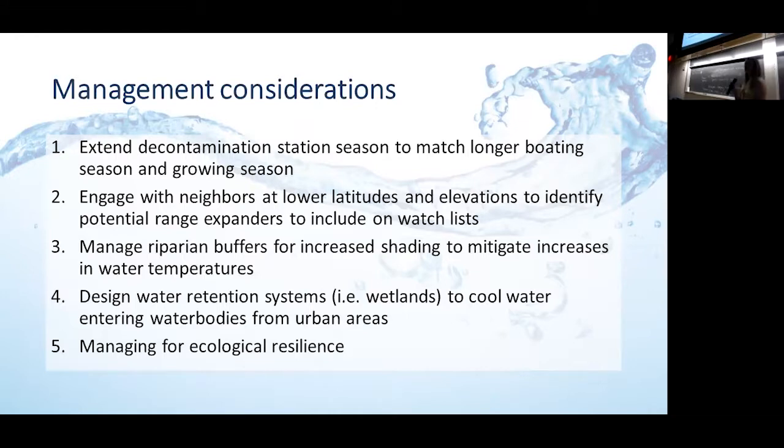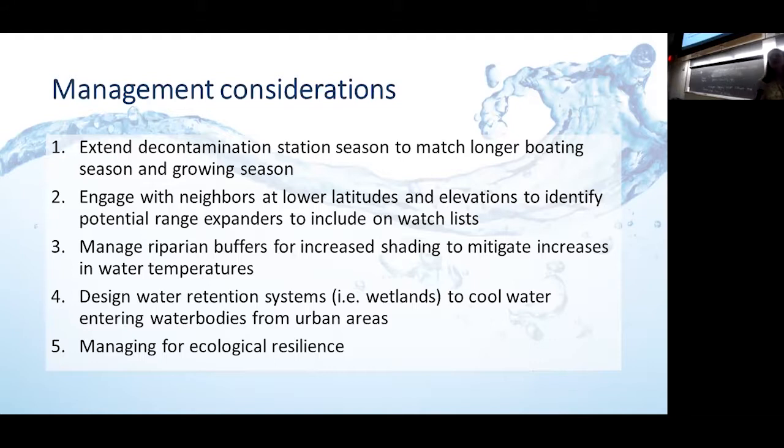And then there are some potential ways that we can manage aquatic systems in order to increase shading or to directly reduce water temperatures, such as managing riparian buffers for shade, or also designing water retention systems such as wetlands to help reduce the temperature of water coming into our water bodies, especially from urban areas.